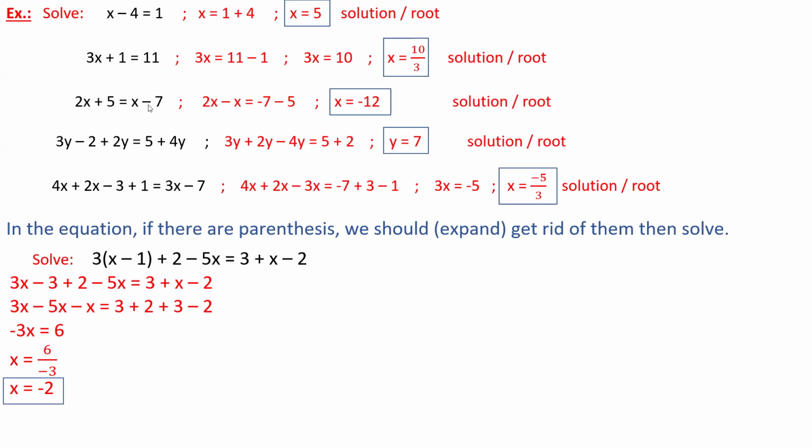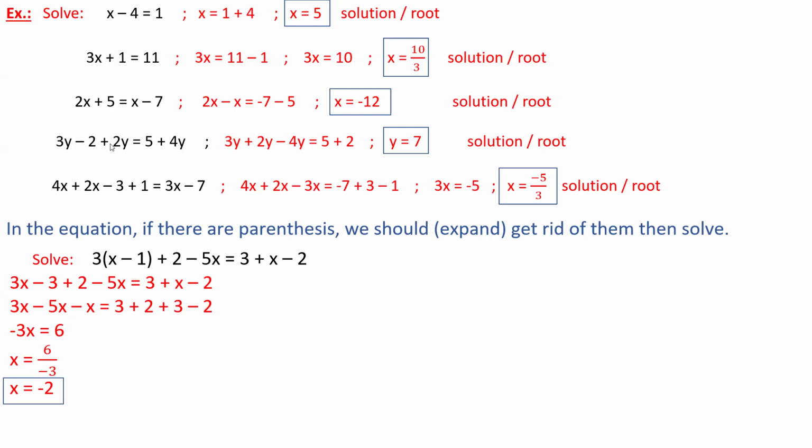2x plus 5 equal x minus 7. I have 2x on side 1, I keep it. On side 2, I have an x. I bring it to side 1, it becomes minus x. Equal minus 7, I keep it on side 2. Plus 5, I bring it to side 2, it becomes minus 5. Now I calculate. 2x minus x is x. Minus 7 minus 5 is minus 12, so x equal minus 12 is the solution or root.